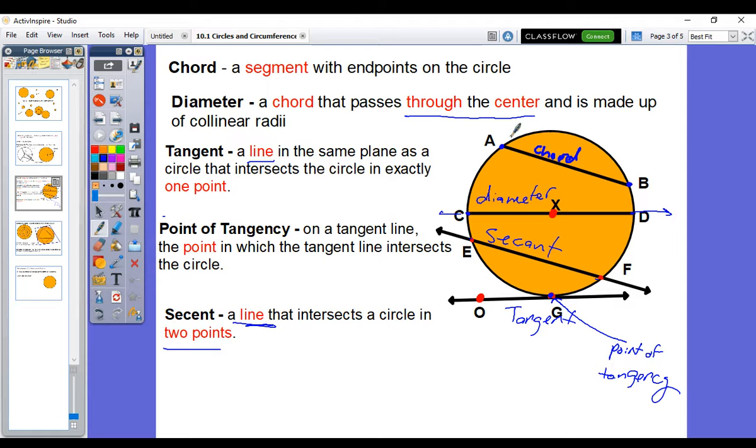So there are chords and diameters. They are segments. They start and end. And then there are secants and tangents. They're lines that keep going. A secant hits the circle twice. A tangent hits the circle once.